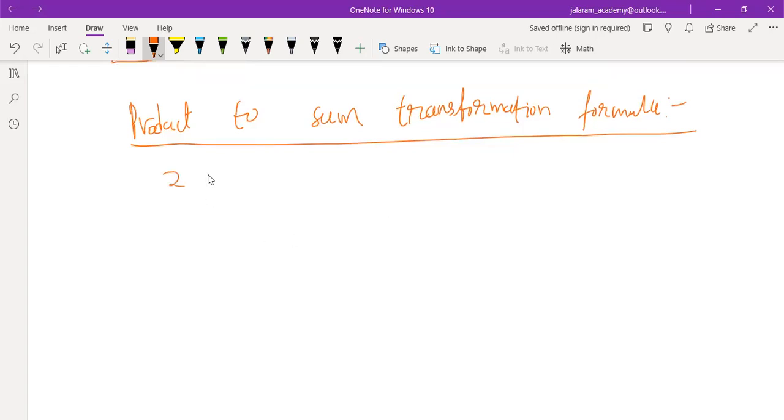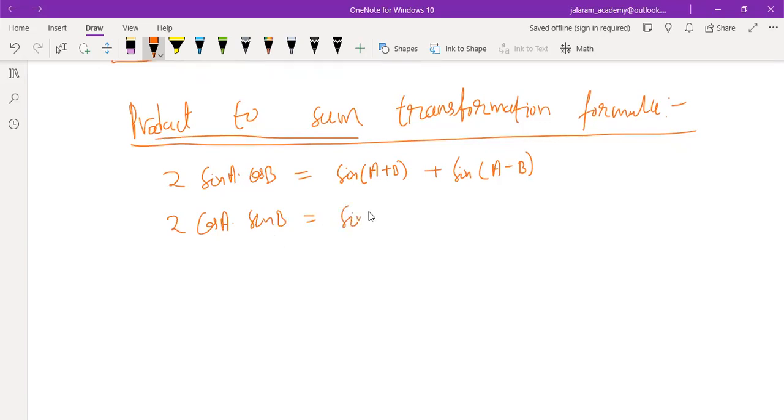The first is, repeat with me, 2 sin A cos B equals sin(A+B) plus sin(A−B). This is product to sum. And difference is also a type of sum, remember. We are adding the negative quantity only. 2 cos A sin B equals, so we call it product to sum only. 2 cos A sin B is when sin(A+B) is added to minus of sin(A−B). So 2 cos A sin B equals sin(A+B) minus sin(A−B).